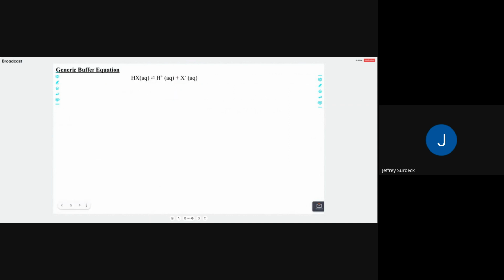All right. Generic buffer example here. We have the generic acid HX. It breaks off into H plus and X minus. All of these things are aqueous here. And so if I said, hey, let's write the Ka, the Ka here would be equal to what on top? Yep, exactly. Products, H plus times X minus, all divided by our generic weak acid.